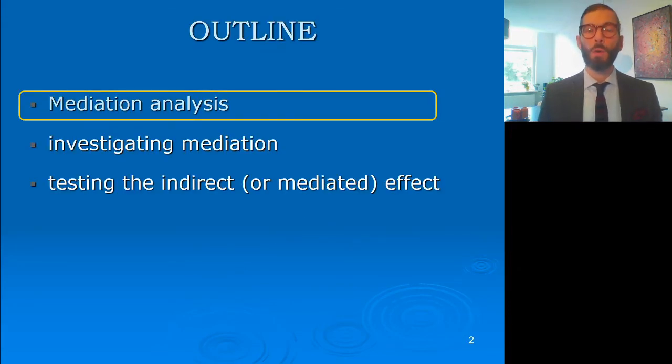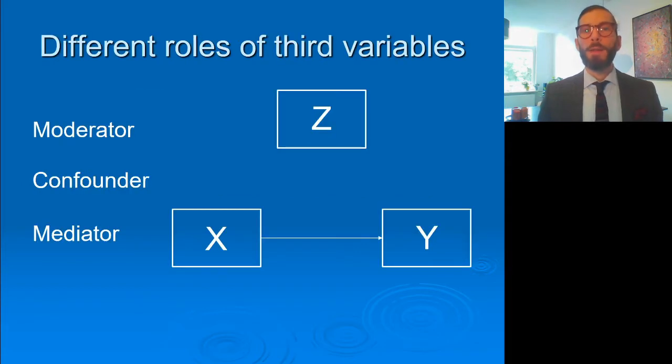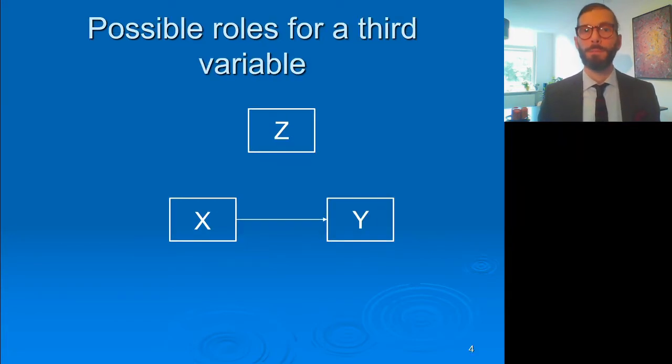First, let me define the concept of mediation. There are several roles that could be played by a third variable. If you think back to basic statistics, you may have learned about relationships between two variables, but things change a little bit when we bring a third variable into the picture. Such a third variable can play a role as a moderator, a confounder, or a mediator.